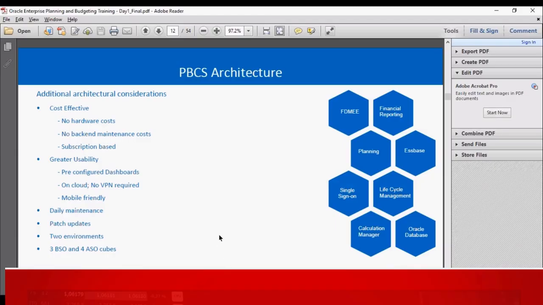And it has greater usability, as it has predefined and pre-configured dashboards, and it's on cloud, and hence no VPN is required to connect, and it can be opened on mobile as well, and hence it's mobile friendly.